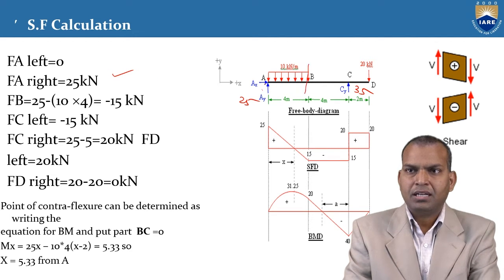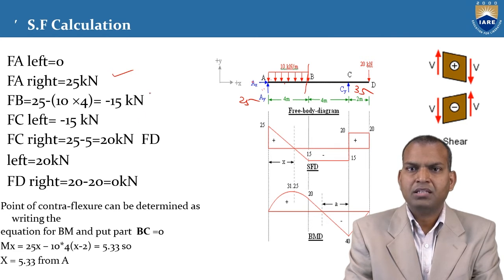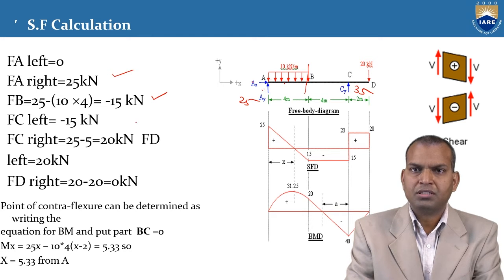At B, these two are acting at point B. Shear force effect is there. That's AY upward, minus downward direction. 10 into 4, that is 40. 25 minus 40, that is minus 15 kilonewtons.